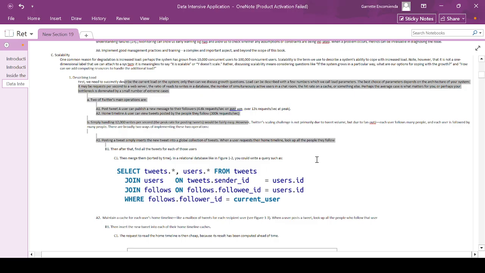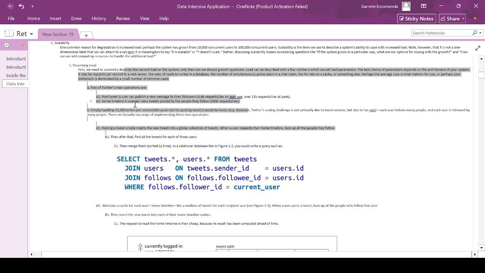Perhaps the average case is what matters for you, or perhaps your bottleneck is dominated by a small number of extreme cases. Sometimes the bottleneck is the extreme cases, especially if you are in a queue. That's called tail latency, where one process makes all the other processes slower. So you may encounter that as well.